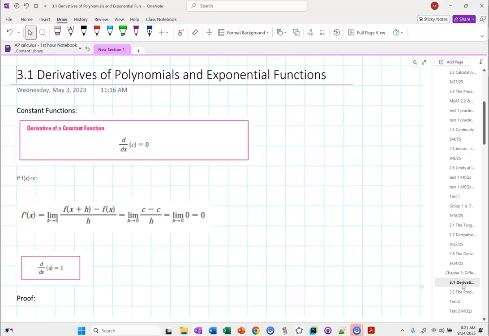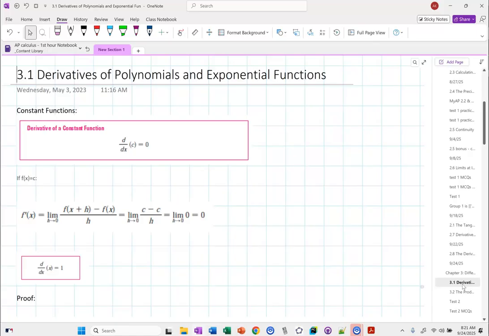So first piece, the derivative of a constant is 0. Should you memorize that? Yes. Okay, so the derivative of 5, 0. Derivative of 10, 0. Derivative of half, 0. Derivative of e, 0. Derivative of e squared, 0. Derivative of pi, 0. Derivative of natural log of 10, 0. Derivative of cosine 12, 0.